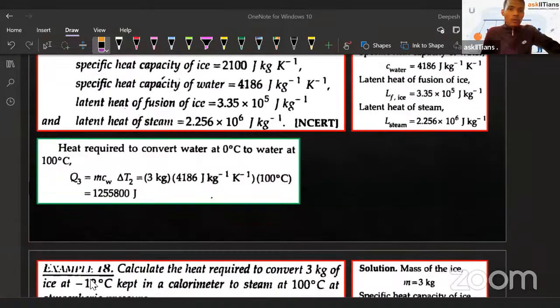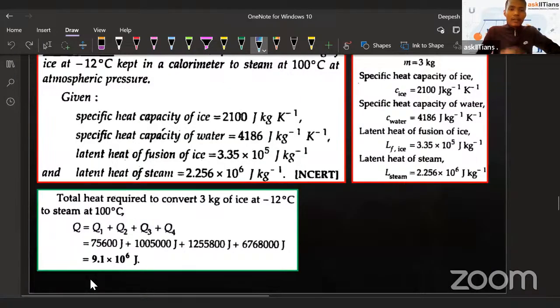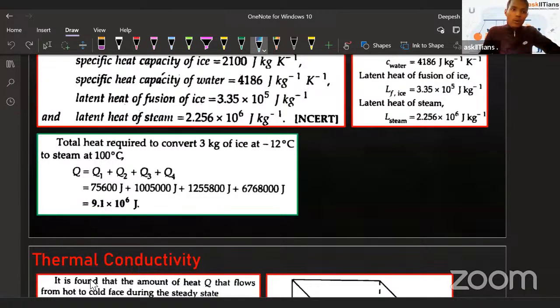If I want to convert water from 0 degrees Celsius to water at 100 degrees Celsius, again I can use the specific heat formula. But for the last case, converting water from 100 to steam at 100, I will use mL. That is what we call the latent heat. So what can we say finally? To calculate the overall heat of the body, I will do Q1 plus Q2 plus Q3 plus Q4. So in the 4 steps, the amount of heat required is this. I will add them and get the overall heat.